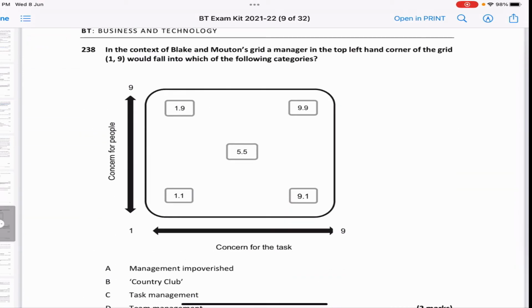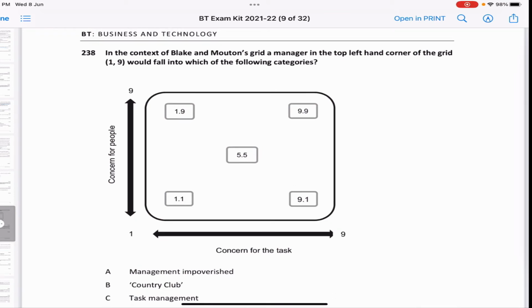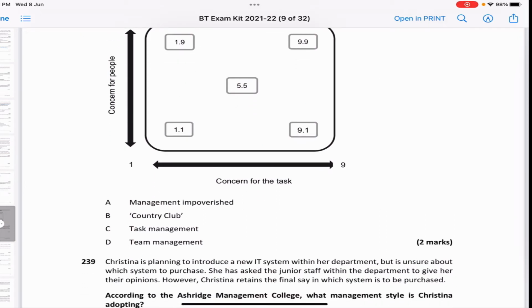In the context of Blake and Mouton's grid, a manager in the top left hand corner of the grid, 1 9, would fall under what? So, what was 1 9? 1 9 means that the concern for task is 1 and the concern for people is a lot. So, that means it is a country club. If you can recall, this is a country club.